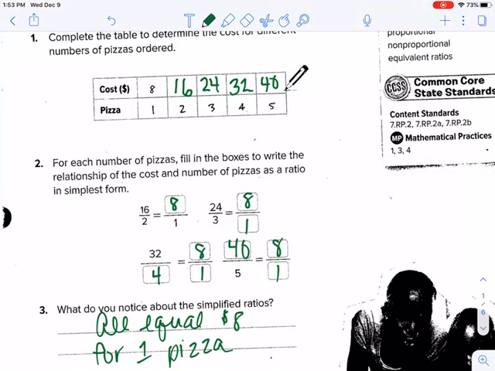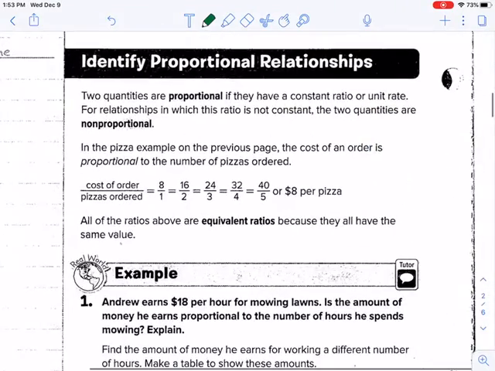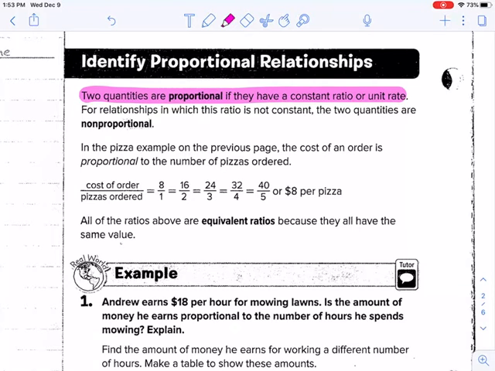So they all have the same unit rate, and we would call this a proportional relationship. As you add 1 more pizza, the cost goes up by $8. If you turn the page, here's your definition for proportional. They have a constant ratio or unit rate. If you were to divide those pizzas and one of them didn't come out to be $8 per pizza, then we'd call that non-proportional.